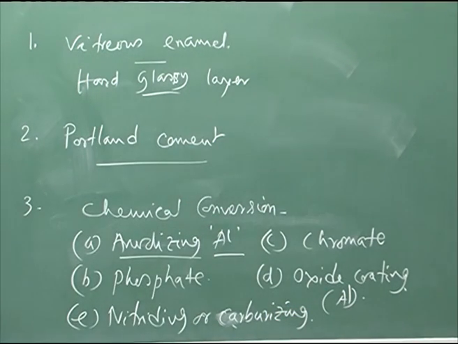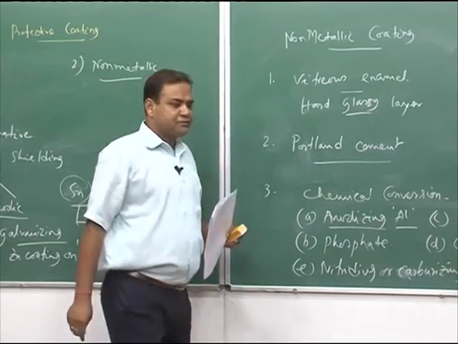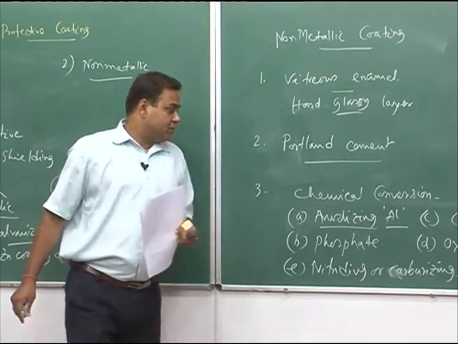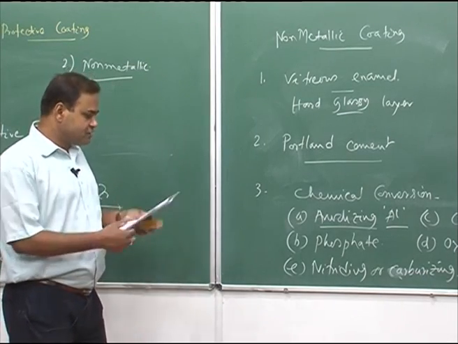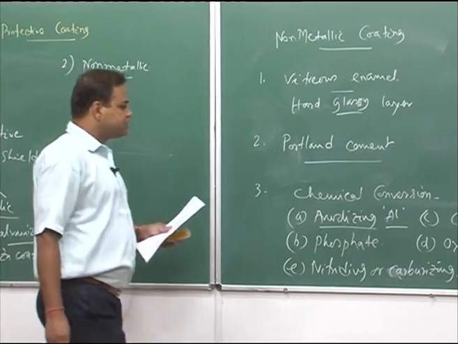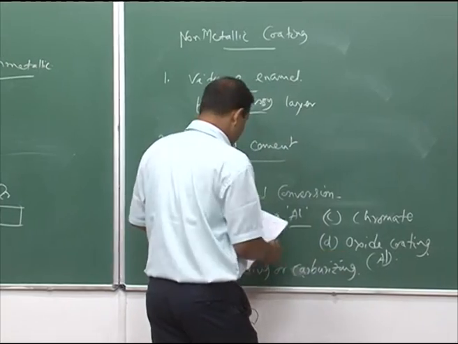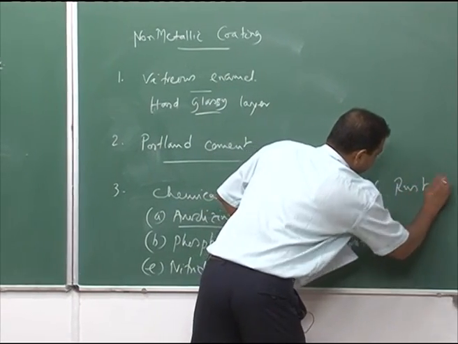These are basically gaseous techniques, where the metal surface is heated in the presence of gas, such as nitrogen gas, and then carbides or nitrides form on the metal surface and give very good corrosion resistance. Then there could be a rust converter.